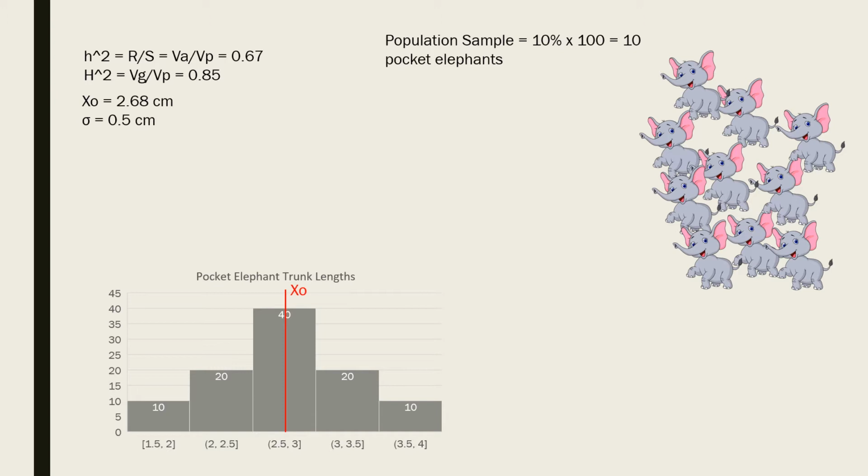We take all 100 of the elephants and find the average trunk length for the entire population. We find the average x naught to equal 2.68 centimeters, with a standard deviation of 0.5 centimeters. We then plot these values using a histogram where the x-axis gives us length in centimeters and the y-axis gives us frequency. We are also told that the proportion that we're going to use for breeding is 10%.